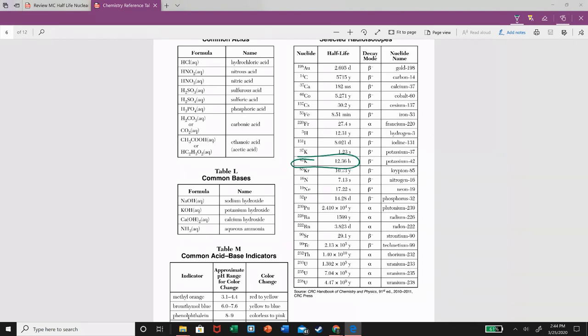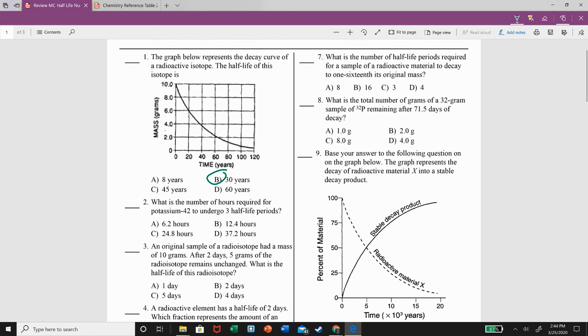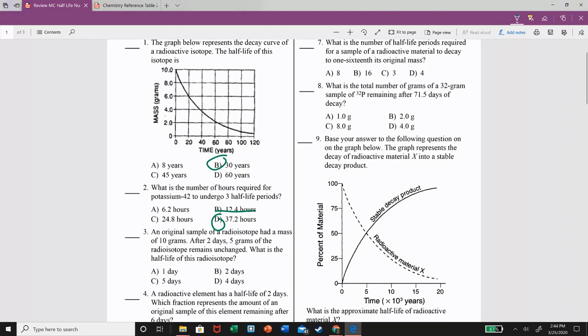And then that is 12.36 hours. So if I go back here, it's not going to be this one because that's 1 half-life. So I need to do 12.36 times 3 because that's 3 half-lives. So it's going to be 37. So it's going to be D. So this question might be a little bit older than 2011, but the half-life is pretty close to what the 2011 reference tables say.